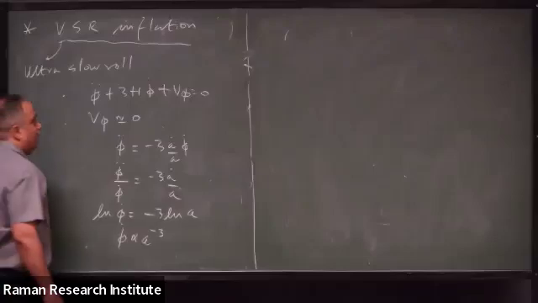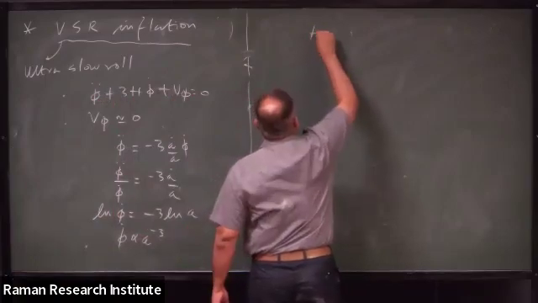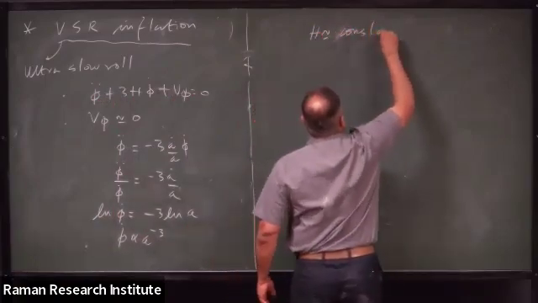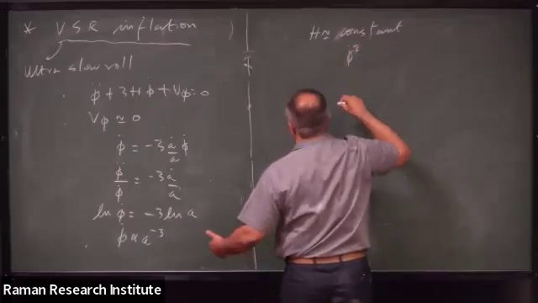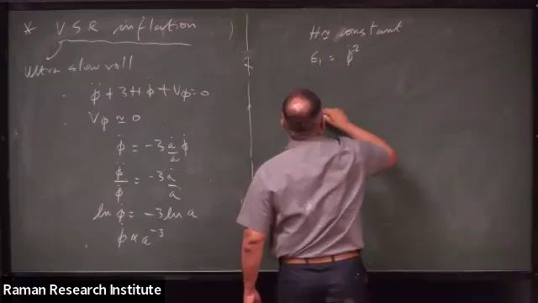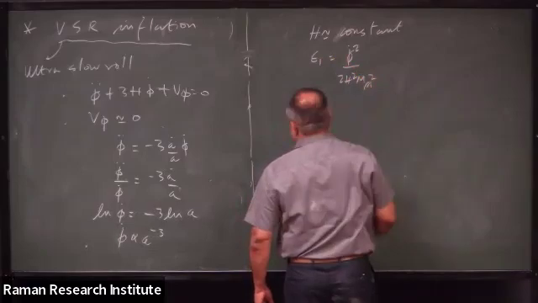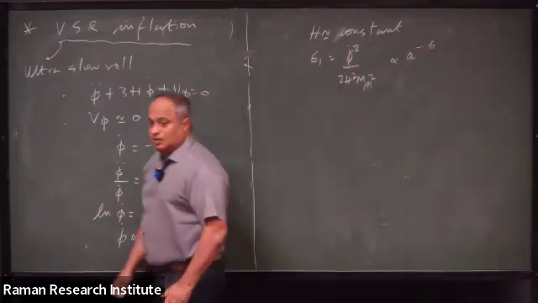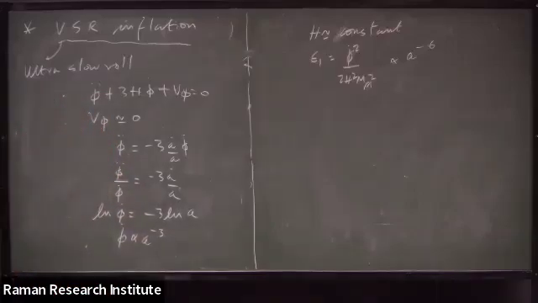And if I have a situation where H is nearly a constant, right? So what will happen? Phi dot squared is what? Remember, what is epsilon 1? Epsilon 1 is phi dot squared by 2H squared M_Pl squared. Okay, this goes like a to the minus 6. Right? Epsilon 1 behaves like a to the power minus 6.